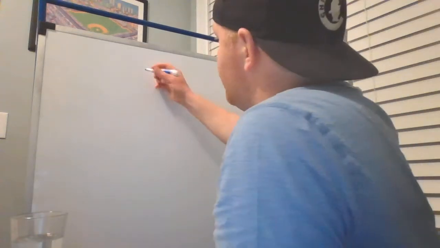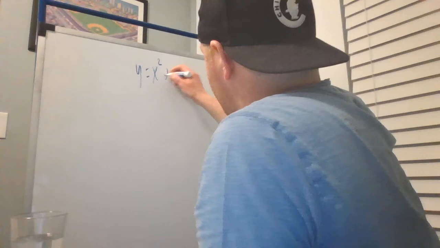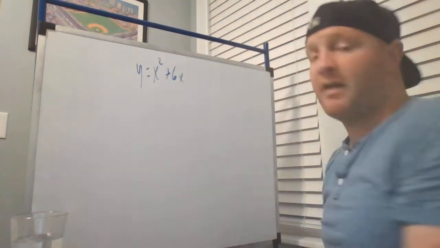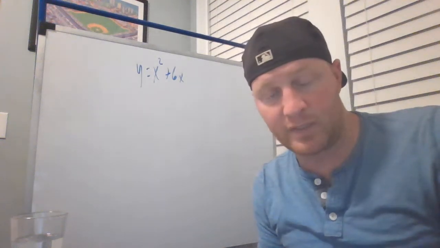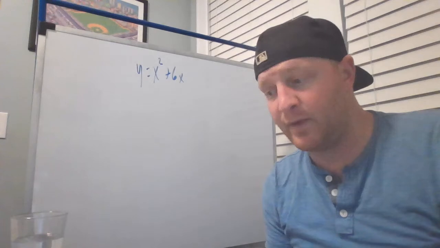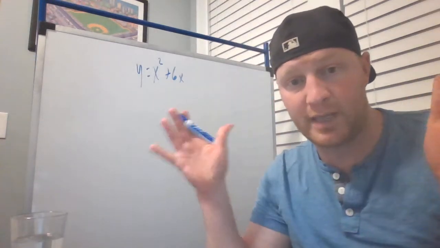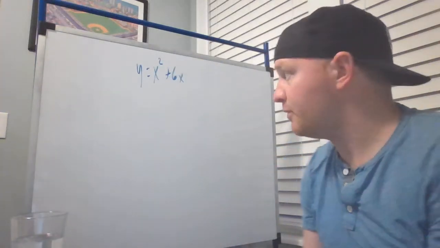If I have a question like this, y equals x squared plus 6x, and I ask you guys to graph this, well, in order to graph this, I have to have the vertex, and once I have the vertex, I'll know my axis of symmetry, and hopefully it's all coming together. And then when I know my axis of symmetry, I can find 2 points on both sides of that vertex to help me make my intended shape.